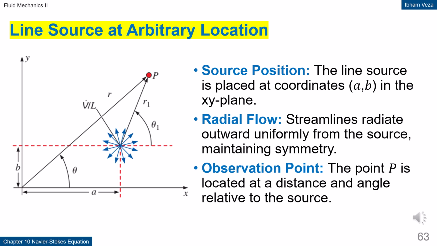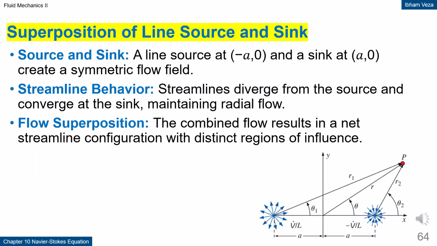If a line source is placed at an arbitrary location, the flow pattern remains the same, but the center of symmetry shifts. Any point in the flow field can be analyzed based on its distance and angle relative to the source position. Mathematically, this only requires a change in the coordinate system. Physically, the flow behavior does not change. This approach makes it easier to model multiple sources at different locations.